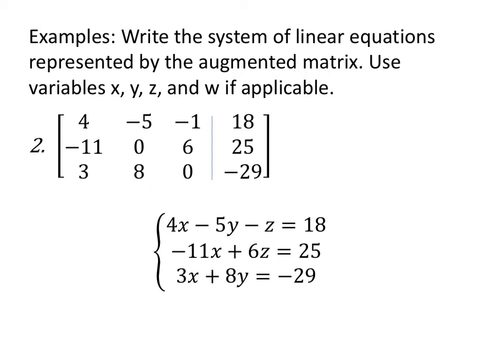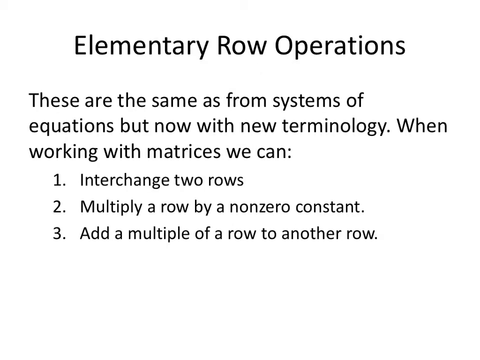Let's do that again. Now we have 3 columns before the augmented line, so 3 variables prior to the equal sign. We'll use x, y, and z. 4x minus 5y minus z equals 18. Negative 11x. Now a 0 in a matrix I have to write, a 0 in an equation I don't. So I will say negative 11x plus 6z, and I won't even bother with the 0y, equals 25. Similarly, 3x plus 8y equals negative 29. I skipped the 0z because I don't need to write it. That's not necessary for an equation, but it is extremely important in the matrix.